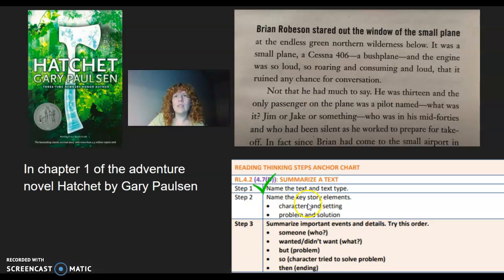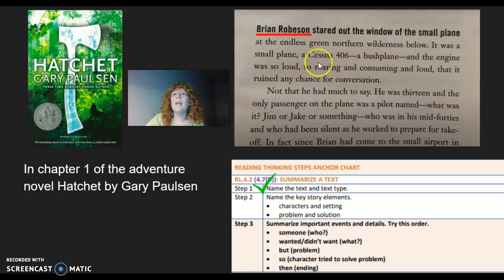Name the key story elements, characters and setting. Well, let's look for the characters. Let's read. Brian Robertson steered out the window of a small plane at the endless green northern wilderness below. Brian Robertson, that's one. I got it. Let's keep reading, see if I find someone else.